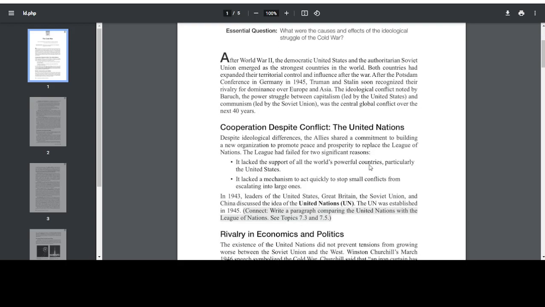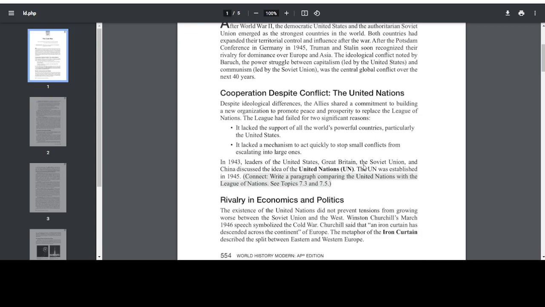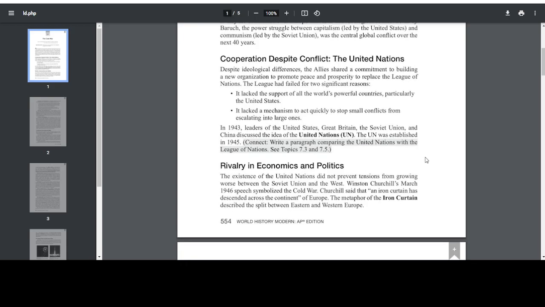Cooperation despite conflict: the United Nations. Despite ideological differences, the Allies shared a commitment to building a new organization to promote peace and prosperity to replace the League of Nations. The League had failed for two significant reasons: it lacked the support of all the world's powerful countries, particularly the United States, and it lacked a mechanism to act quickly to stop small conflicts from escalating into large ones. In 1943, leaders of the United States, Great Britain, the Soviet Union, and China discussed the idea of the United Nations. The UN was established in 1945.